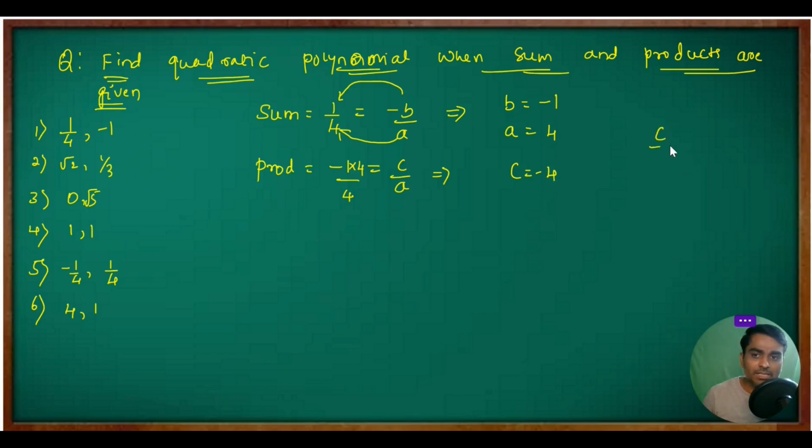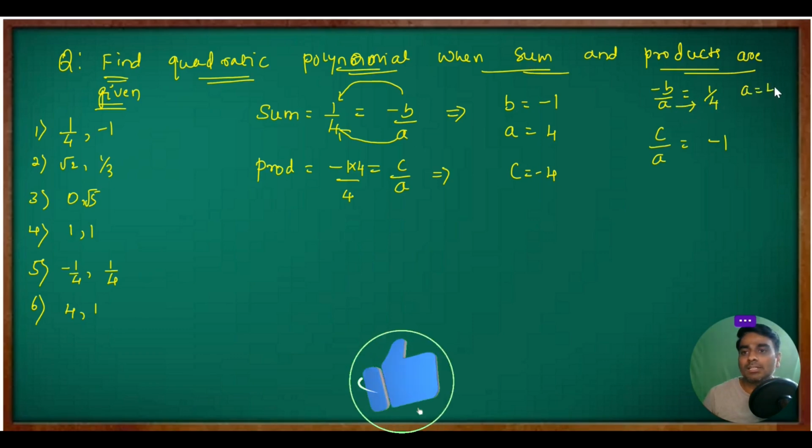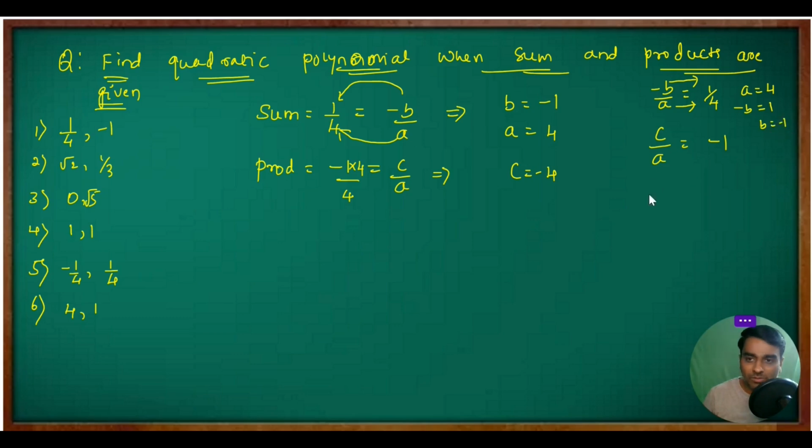I will explain once again. This is very important. C by A is equal to just minus 1. What is minus b by a equal to? Minus b by a is equal to 1 by 4. Now what is there in place of a? 4 is there. Correct. A equal to 4. What is there in the place of b? Minus b is equal to 1. That means b equal to minus 1.